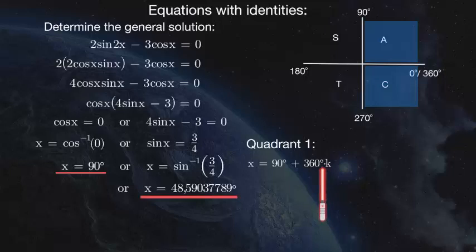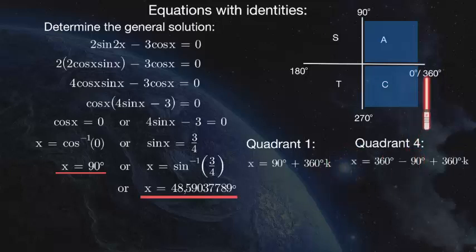And then we also have quadrant 4, and that is 360 minus our reference angle. So we will say x is equal to 360 degrees minus our reference angle plus 360 degrees times k. And that leaves us with x is equal to 270 degrees plus 360 degrees times k.